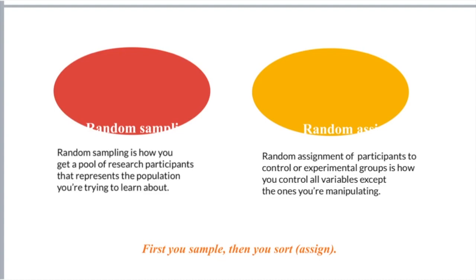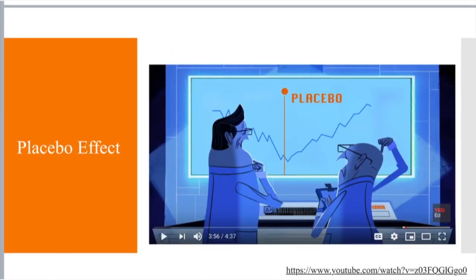We're going to watch one more video on the placebo effect that talks about this idea of random sample, random assignment, and what the placebo effect is. I'm not going to talk specifically about the placebo effect, but you will have to know it. So this is going to be how you get that content, and it gives a lot of examples of what the placebo effect is and how it relates to our understanding of psychological experiments.